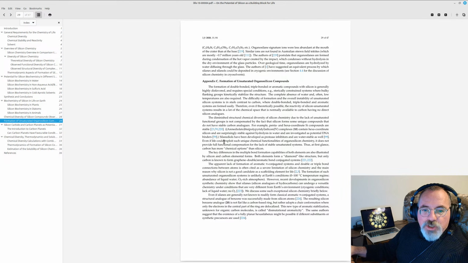Even if life could exploit such unique chemical functionalities of organosilicon chemistry, it does not provide full functional compensation for the lack of stable unsaturated systems. Thus, at first glance, carbon has more chemical options than silicon, which would be a selection pressure. That is, carbon is more likely to be selected for than silicon.